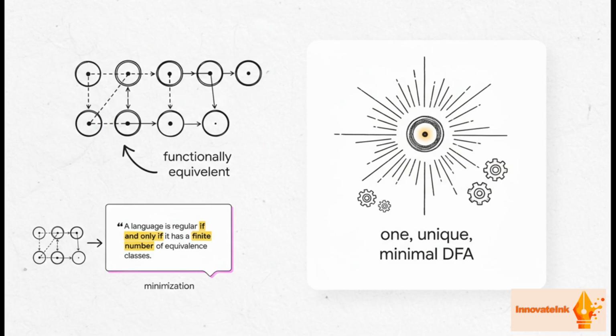And here's something really profound. It turns out that for any regular language, there is one single unique DFA that has the absolute minimum number of states possible. It's the perfect, most streamlined version. The Myhill-Nerode theorem gives us the theory behind it. Essentially, we can find any states that do the exact same job, that are basically twins, and merge them into one, boiling the whole machine down to its most efficient form.